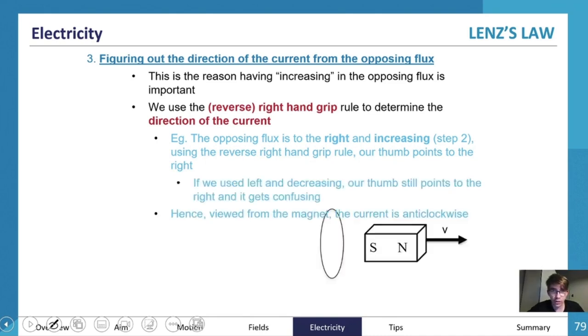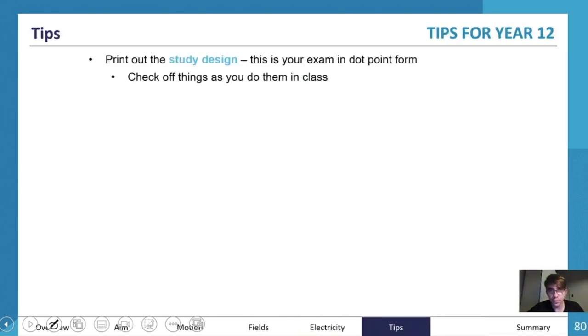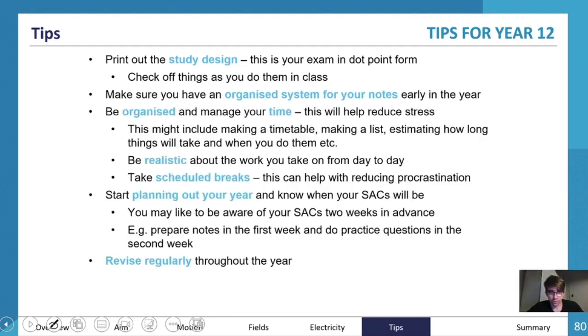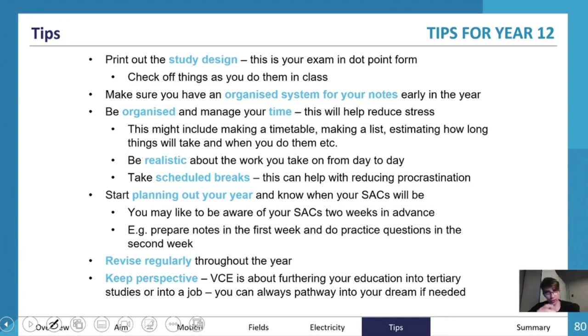Most of my students get above 40 study score raw, so it's up to you guys. But my tips for Unit 1 and 2 will be just practice. Do as much practice as you can. Be organized with your time, and just be realistic about the work that you have to do from day to day. I think that's the problem that most students have, being realistic about the amount of work that they have.